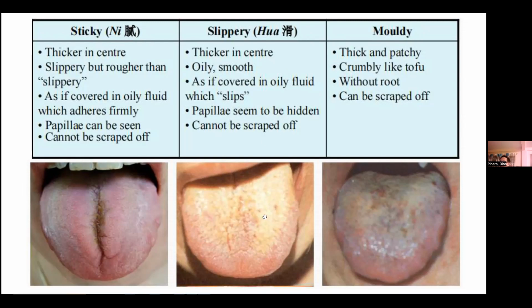As we observe sa picture, it is thicker in the center, oily po siya tingnan and smooth kumpara dito po sa kabila, which is rough, as if covered in oily fluid which slips. Okay? Yung papillae seems to be hidden, hindi siya masyado makita, and this one cannot be scraped off. And ito ang pangatlo, yung mouldy tongue coating. This is thick and patchy. Pag inobserve natin mabuti, crumbly like tofu. Ito naman is without coating. So without coating, this could be easily scraped off. Okay?